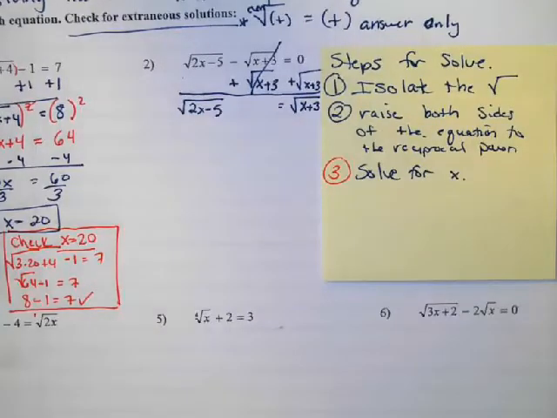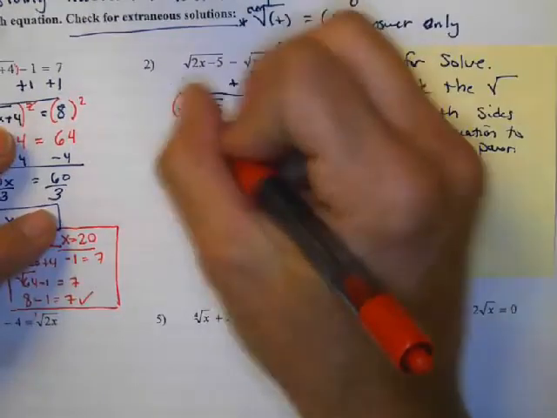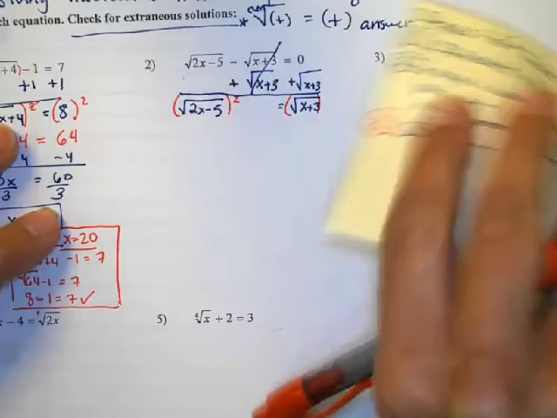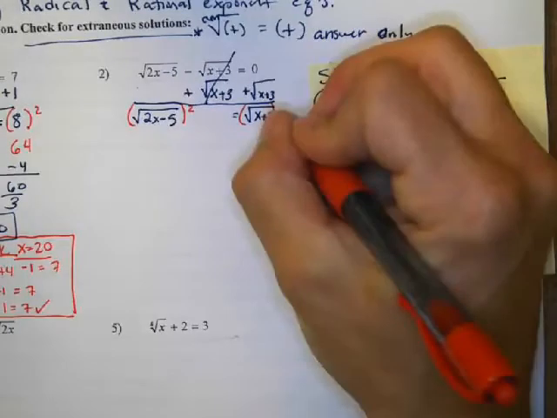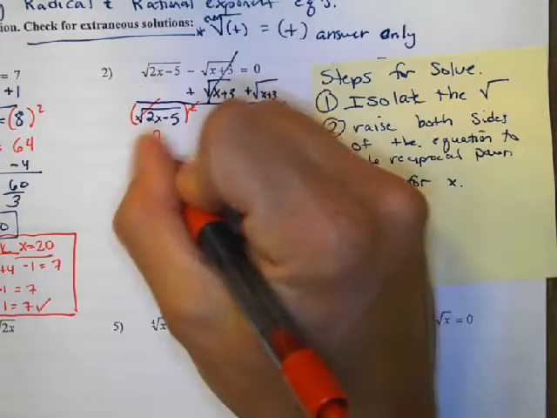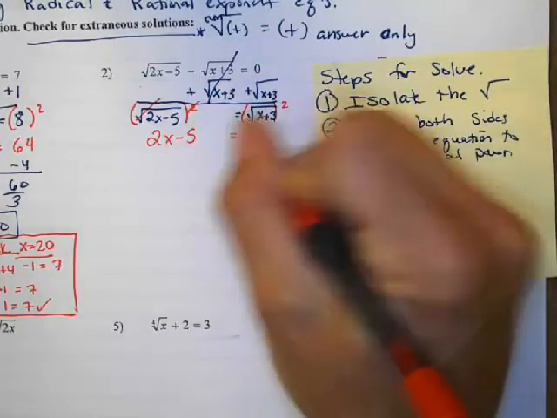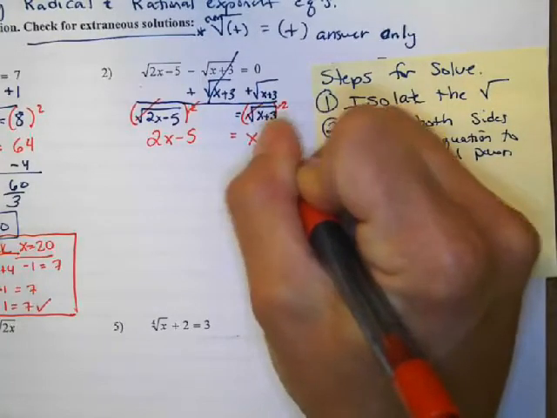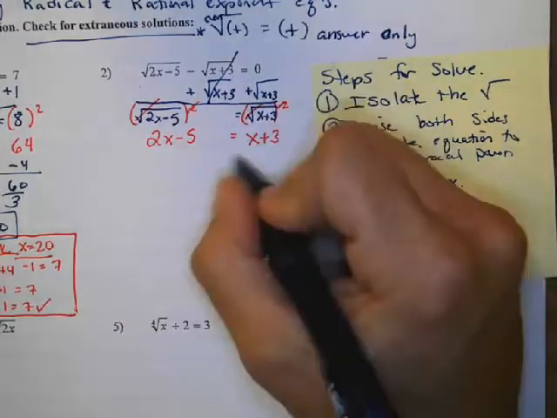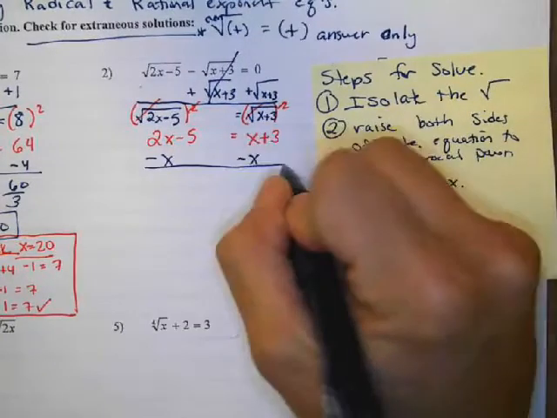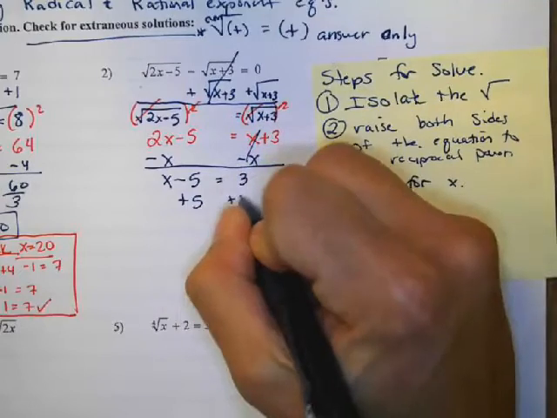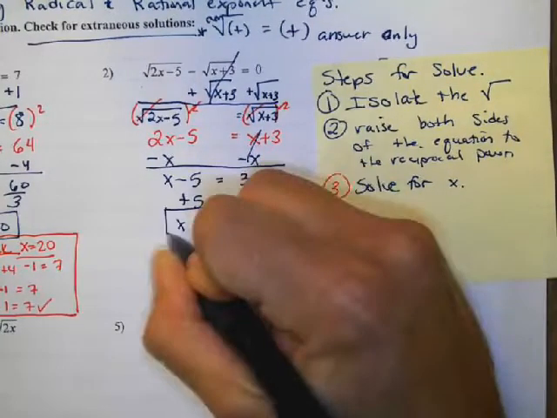I'm going to raise both sides to the reciprocal root. The reciprocal root of the square root is squaring both sides. Once I square the square root on the left side, they cancel, and I'm just left with 2x minus 5. When I square the square root on the right side, they cancel, and I'm just left with x plus 3. So now I'm solving for x. Again, this is a nice, easy, linear one. I solve my algebraic equation here, and I get x equals 8.